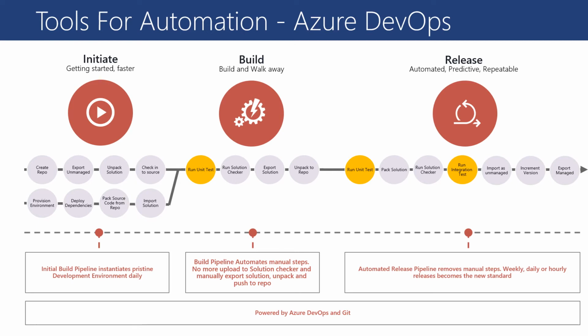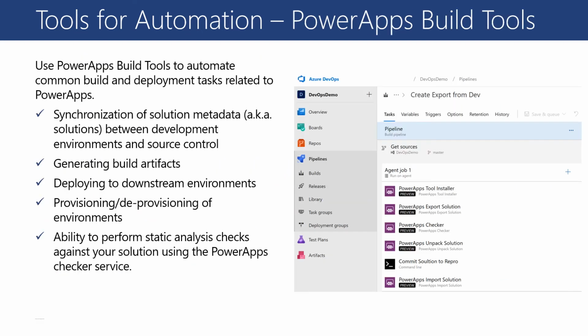Automated release pipeline removes manual steps. Weekly, daily, or hourly releases can become the new standard. You can also leverage the Powerapps build tools. Powerapps build tools can simplify and automate tasks related to Powerapps functionality, like synchronization of solution metadata between development environments and source control. It can generate build artifacts.